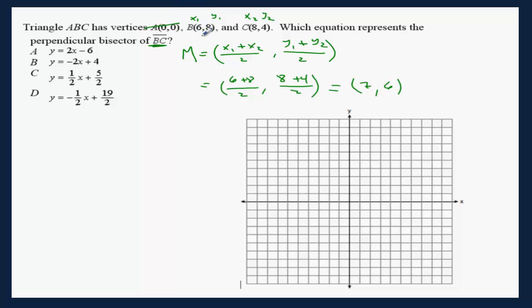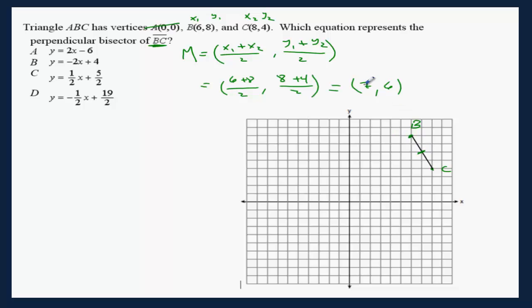And let's do that. B is (6, 8): 1, 2, 3, 4, 5, 6 across, and 1, 2, 3, 4, 5, 6, 7, 8 up. This is B. The second point, (8, 4). We know this is 6, 7, 8 across, and 1, 2, 3, 4 up. This is C. Get the line, or the segment, here. Now the midpoint, as we can see, is very obvious. This one here is the midpoint.